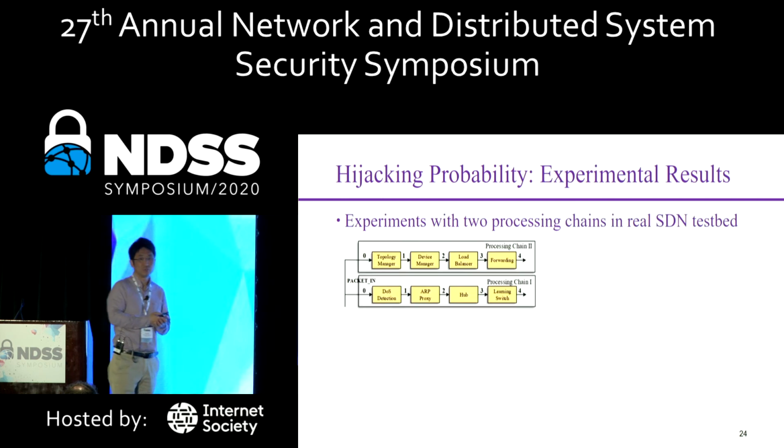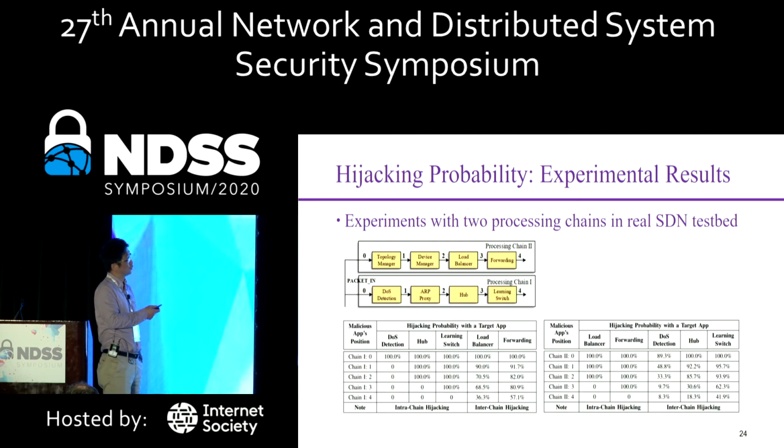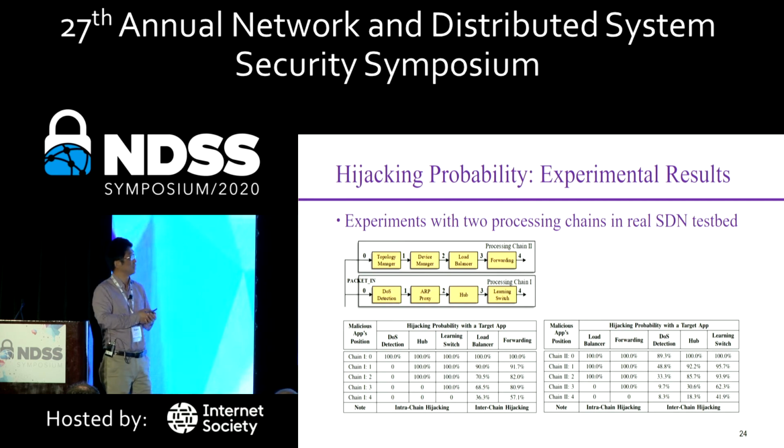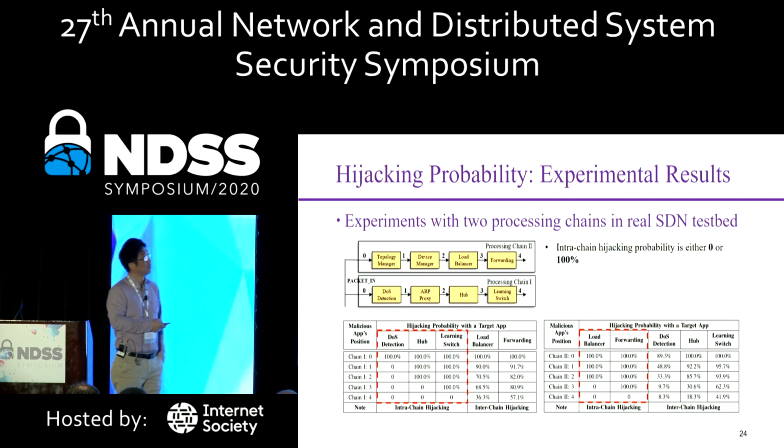To verify this, we did some real experiments. We have just 2 processing chains, 1 and 2, with a number of applications, and in each chain we have 5 locations to insert this malicious app. We show that for intra-chain hijacking, the probability will be either 0 or 100%. If it's before, it succeeds. If after, then it fails.